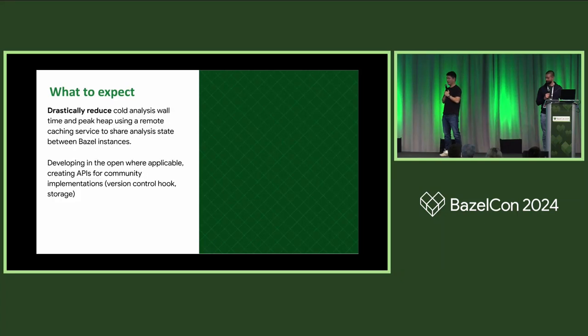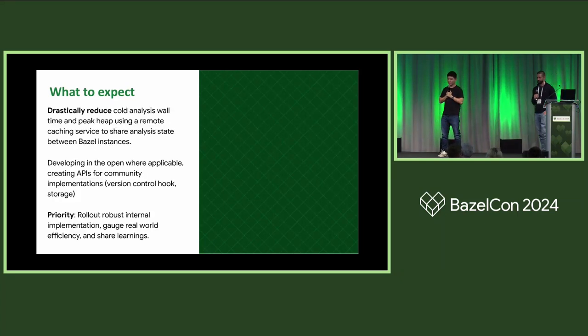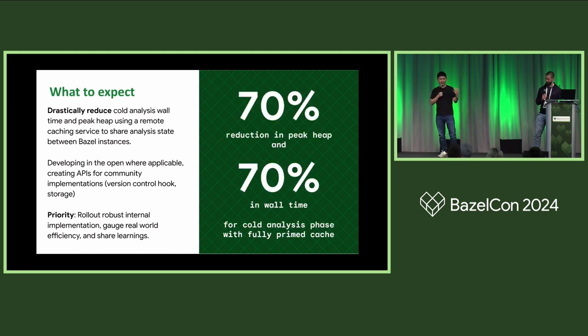So what to expect? We can expect a drastic reduction in core analysis wall time and CPU. We are developing this in the open in Bazel where applicable, but we are building implementations of, for example, the backend service and the version control hooks internally. So we will create APIs around that, and we want to invite discussions around this, maybe following the footsteps of remote APIs, REAPI, to have community implementations of this. The priority right now is to have a robust implementation internally, gauge real-world usage patterns, and share the learnings with the community after this.